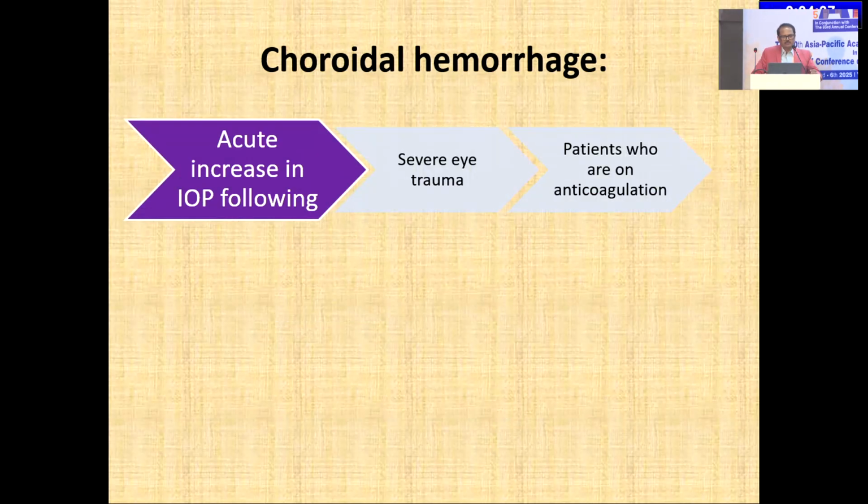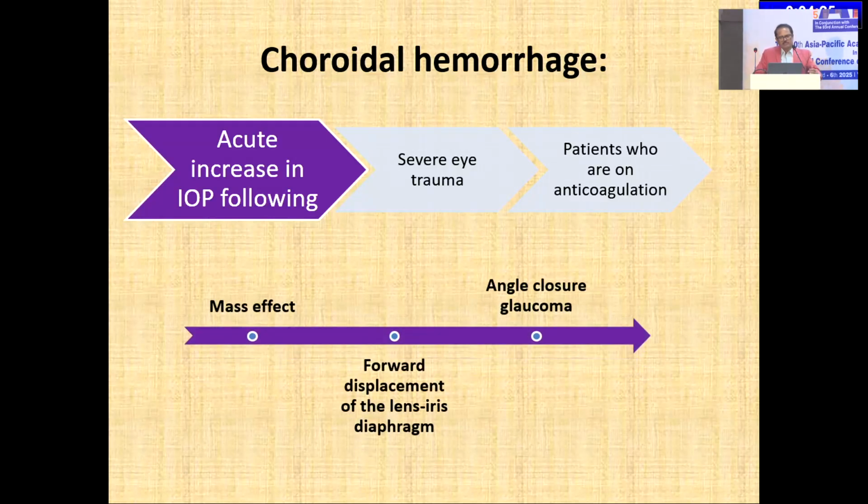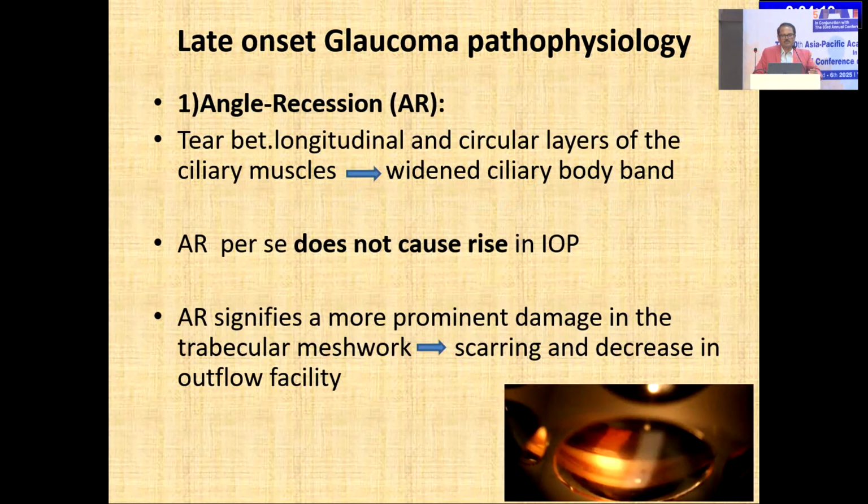Choroidal hemorrhage can occur due to a sudden rise in intraocular pressure and then decompression. If it is too severe, it can lead to choroidal hemorrhage, and patients who are particularly on anticoagulation can develop this problem. And this leads to a mass effect which causes forward displacement of the lens iris diaphragm leading to angle closure glaucoma.